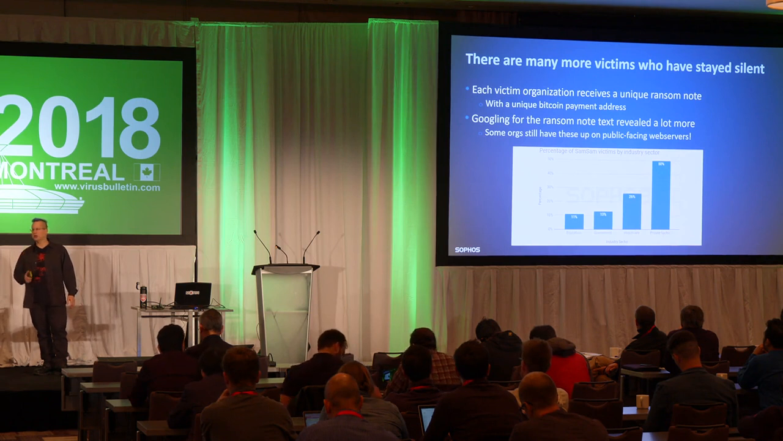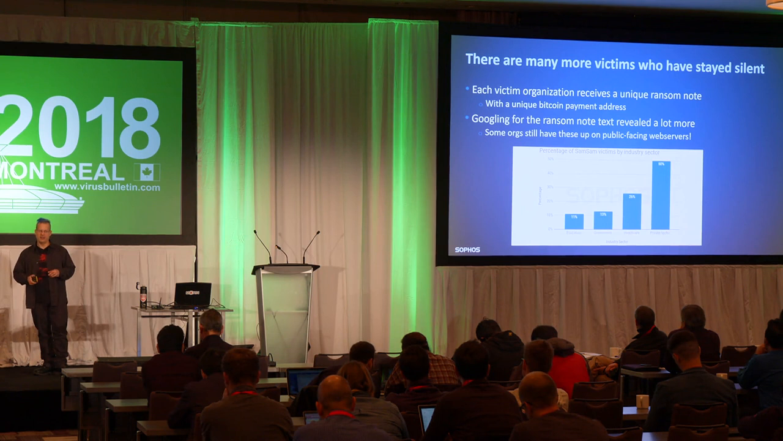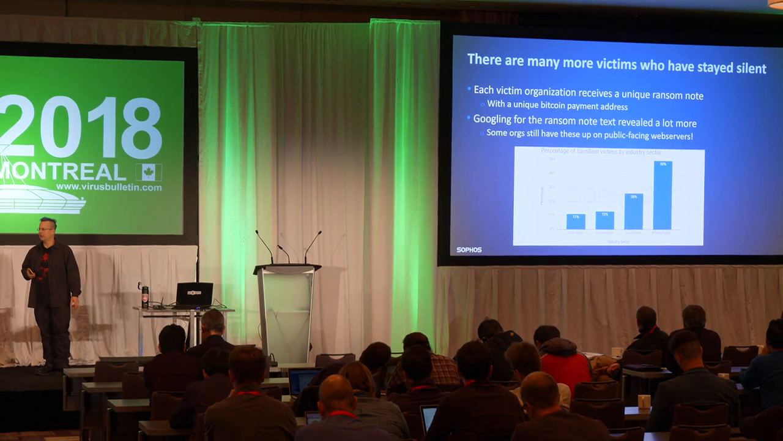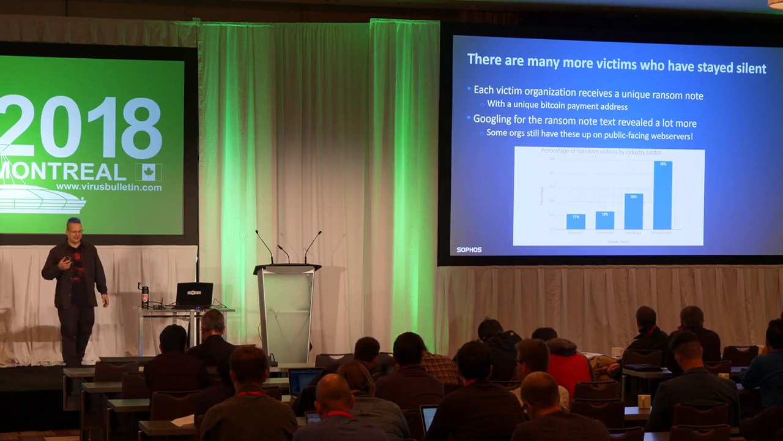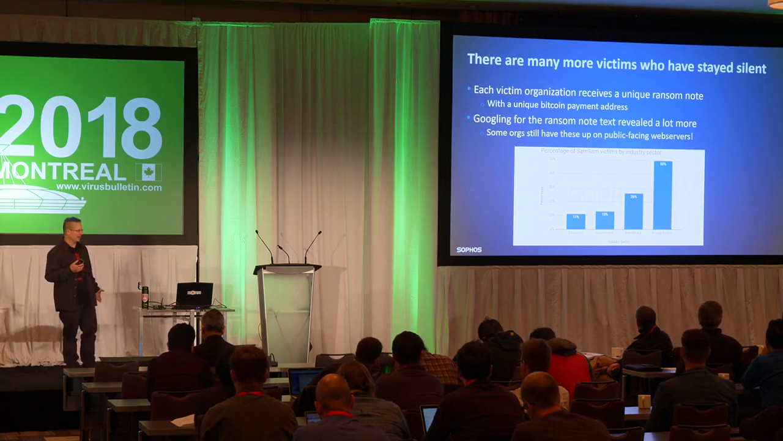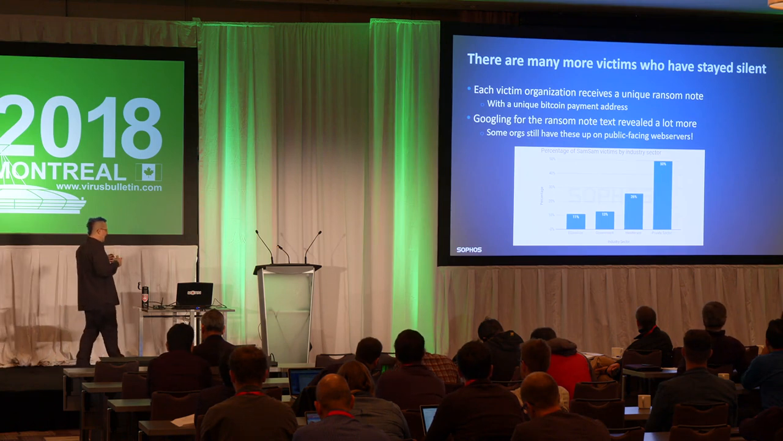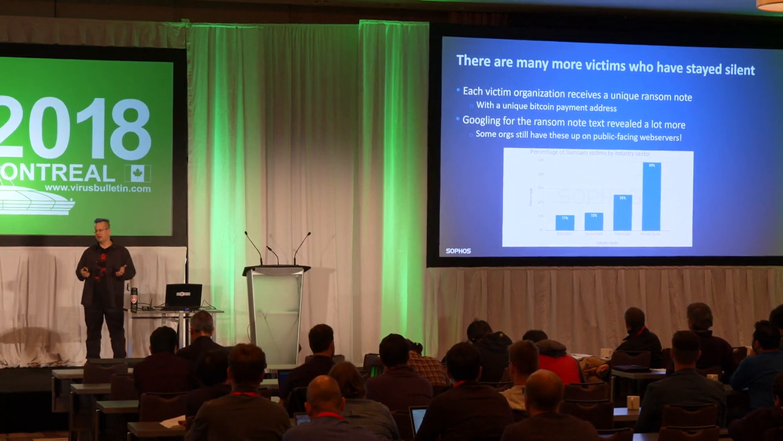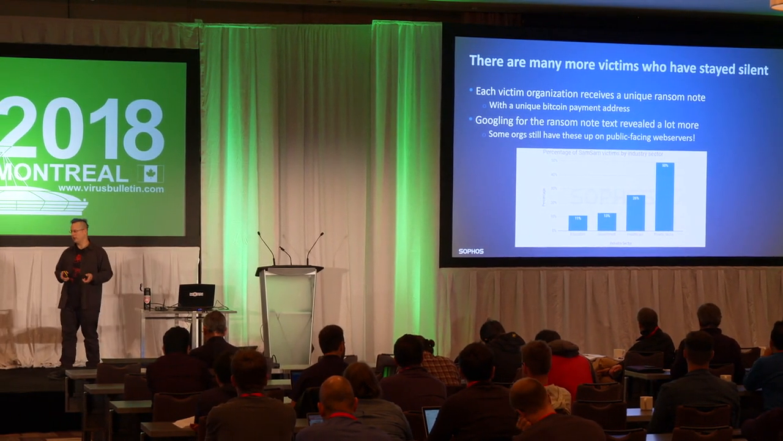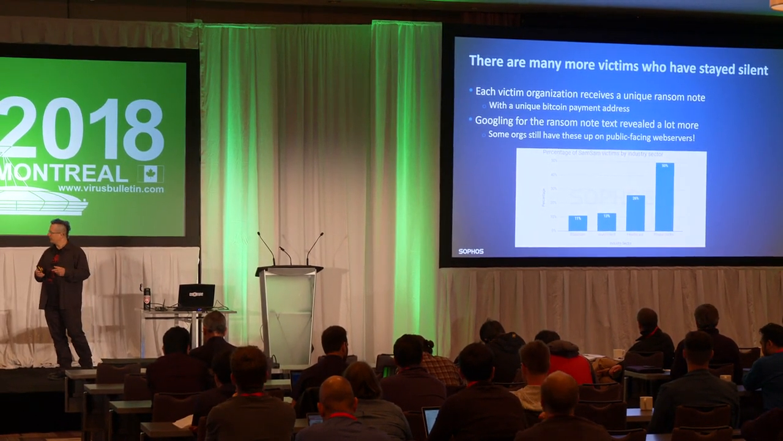And when we started Googling for the text of these ransom notes, we found a whole lot more of them, in some cases on public web servers where the web server had been a victim, and the ransom note and the encrypted files were still on the web server and had been indexed by Google and been there for a really long time. And that was actually kind of amazing to discover. And then the next thing we started to do was track payments that had gone from those known Bitcoin addresses. And that was actually very interesting.